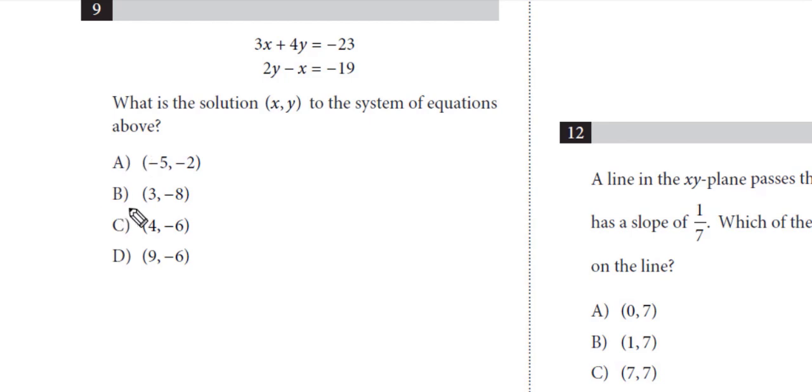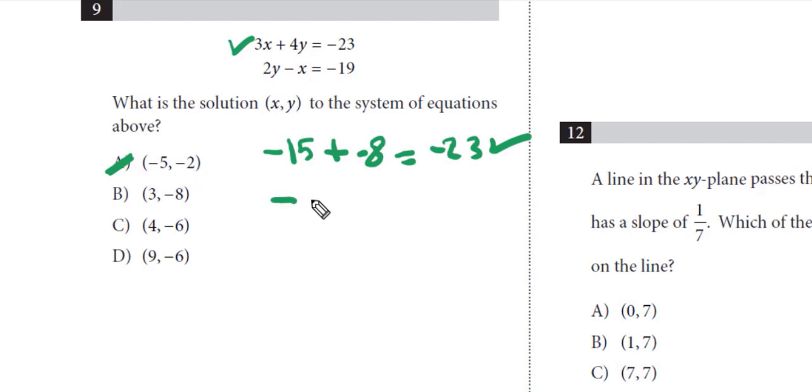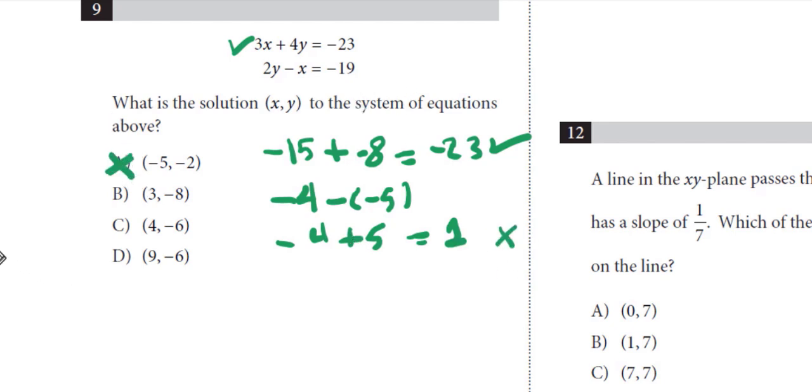If you use the answers and plug them into the given equations, in letter A here, negative 5 times 3 will be negative 15, plus 4 times negative 2, which will be negative 8. Their sum is negative 23. It is correct. But for the next one, 2y, 2 times negative 2, it will be negative 4, minus x, minus negative 5, it will be negative 4 plus 5, which is 1, and this is not equal to negative 19. Then the first answer is not correct.